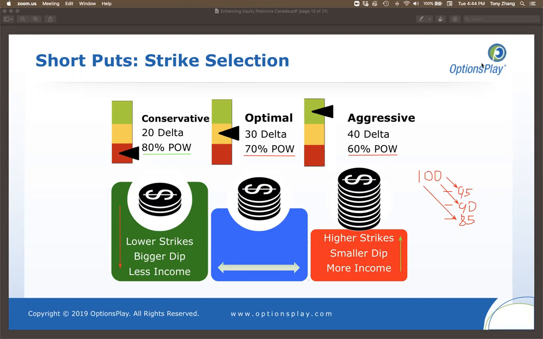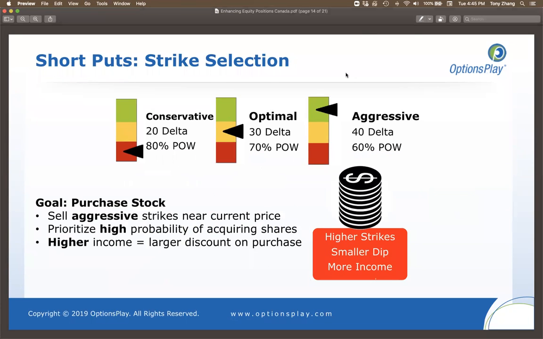So what we did is we tested all of these different strategies, and we wanted to see where we get the best return profile for the strategy. What's interesting to us is that we found for puts, you want to be on the more aggressive end of the spectrum. So the higher delta puts are better for selling cash secured puts.